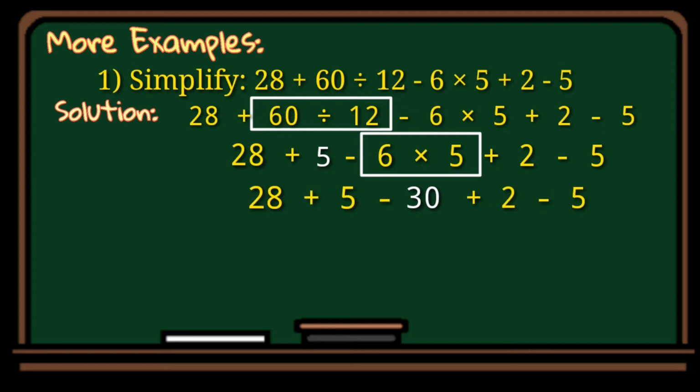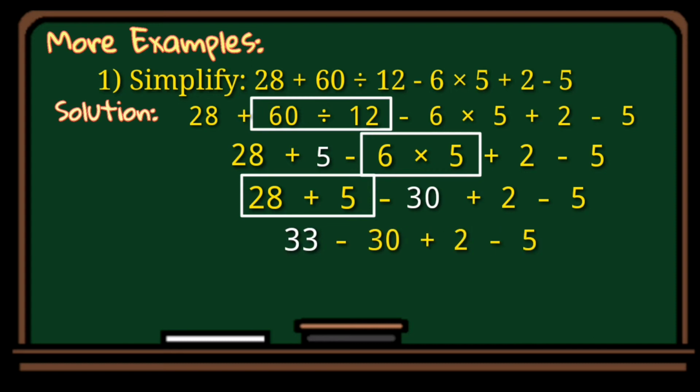As you can see in our expression, the operations left are addition and subtraction. So we will apply the rule that says add or subtract as they occur from left to right. So from left, we will add first because the operation that comes first is addition. So 28 plus 5 is 33. Next operation to be done from left is subtraction. So we will subtract 33 minus 30. The answer is 3, and then bring down the rest of the numbers in the expression.